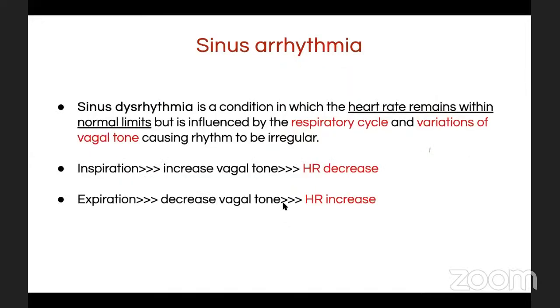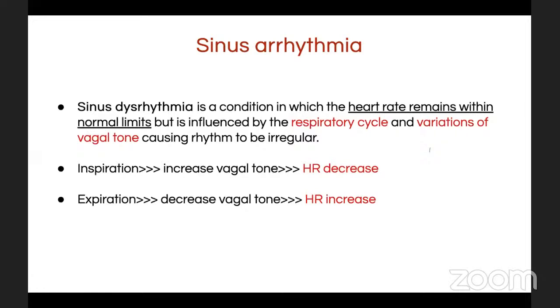Sinus arrhythmia is a condition in which the heart rate remains within normal limits. الهارت ريت عادي، احنا قبل حسبناها كم؟ تقريبا 70. Is it within the normal limit؟ قلنا ان ال normal limit كم؟ 60 to 100. 70 between 60 to 100. So يقول لكم ال heart rate is within the normal limits but influenced by respiratory cycle.